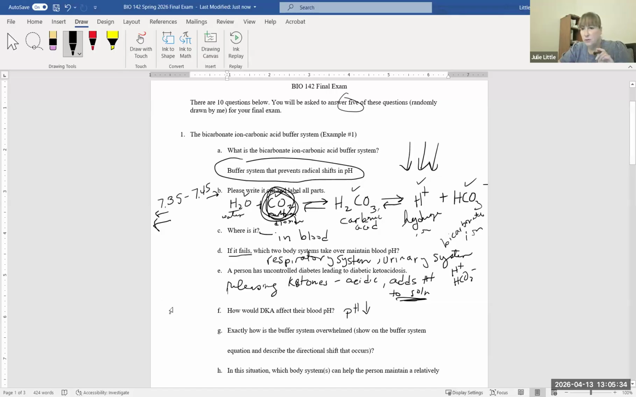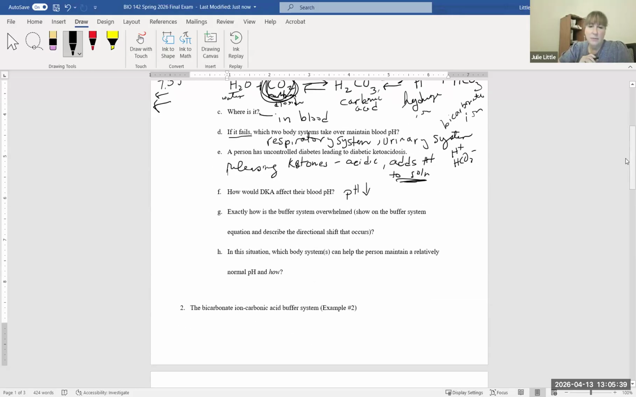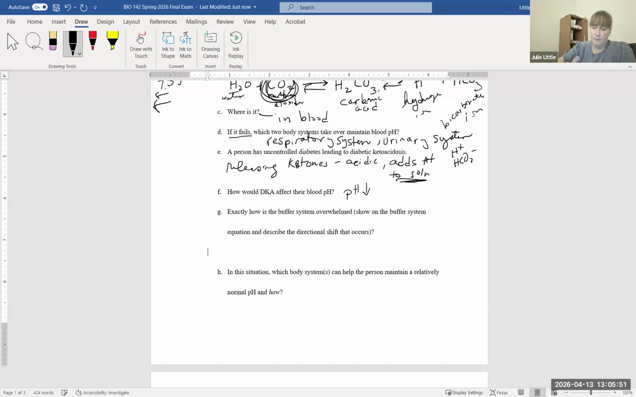So if we scroll down here to G, I say, exactly how is the buffer system overwhelmed? Show on the buffer system equation and write the directional shift. I'm going to draw this again because that up there is messy. But what we have is water plus carbon dioxide. We've already labeled it above. If these two combine, they form carbonic acid. If carbonic acid breaks down, it's going to release hydrogen ions and the bicarbonate ions. All right. Now, this is usually an equilibrium.